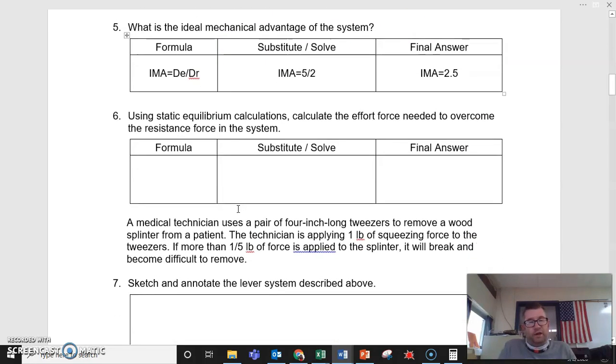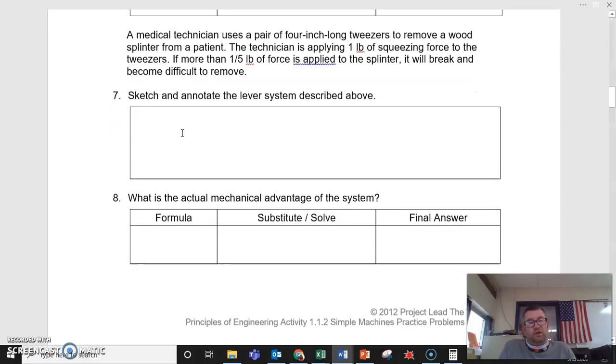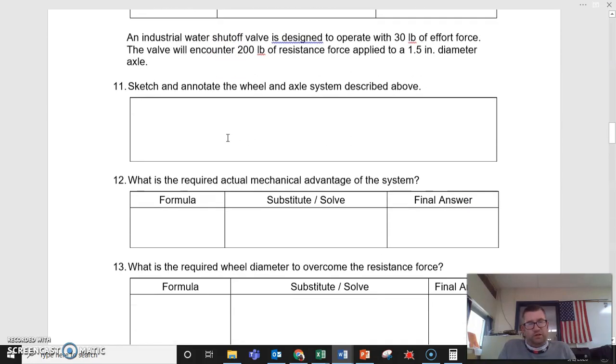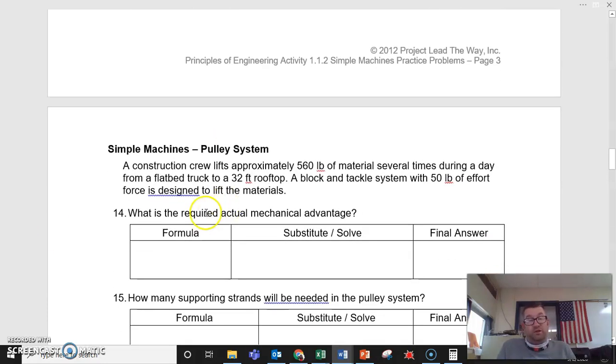Then it asks you for static equilibrium calculations. So calculate the effort force needed to overcome the resistance force. And it'll go on from there. So basically, we're working through at least one problem of all of the different kinds of simple machines. So I will leave you to complete the rest on your own.